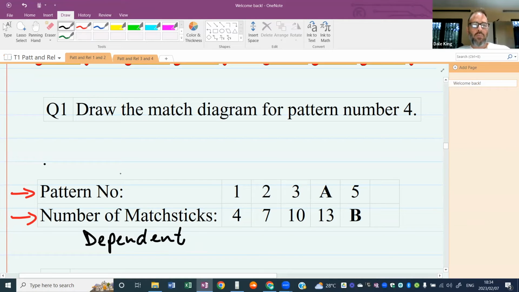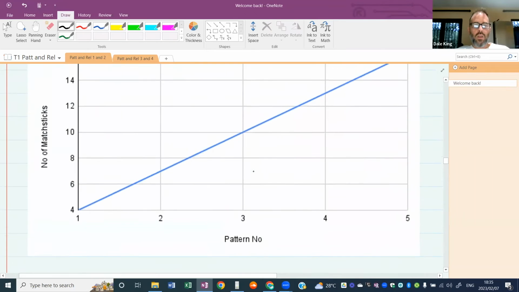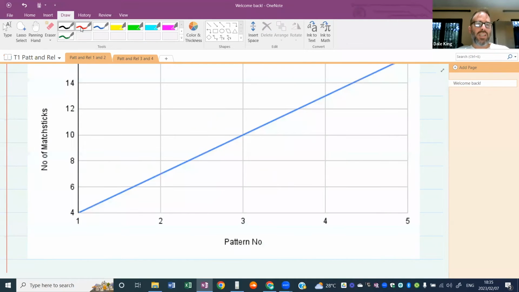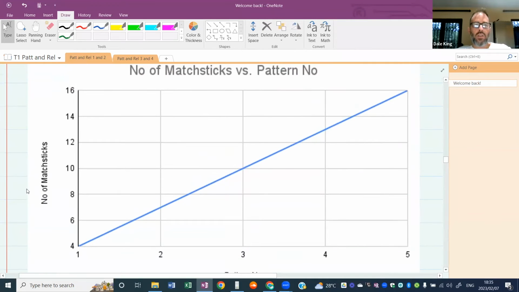The pattern number doesn't matter how many matchsticks you've got. The pattern number can increase and do its own thing, so the pattern number is independent. It doesn't care how many matchsticks there are. It's just going to change. But the matchstick number relies on the pattern number. So now which one do we put on the graph and where do we put it? The pattern number, which is independent, goes on the x-axis. And usually the dependent variable, which is the matchsticks, goes on the y-axis.